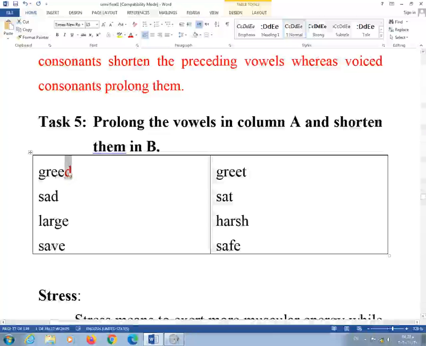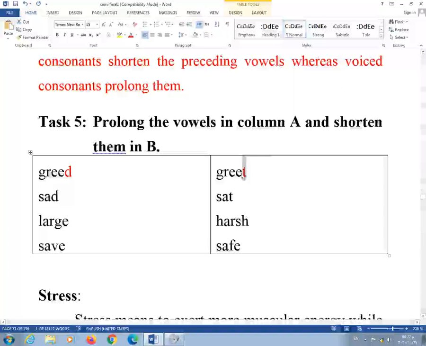Okay, so we have greed. How about Ch? It's a sister. Ch, as you see, is a voiceless consonant. Put your finger and say Ch, Ch, Ch, Ch, Ch. Do you feel any vibration? Of course not. So Ch is a voiceless consonant.